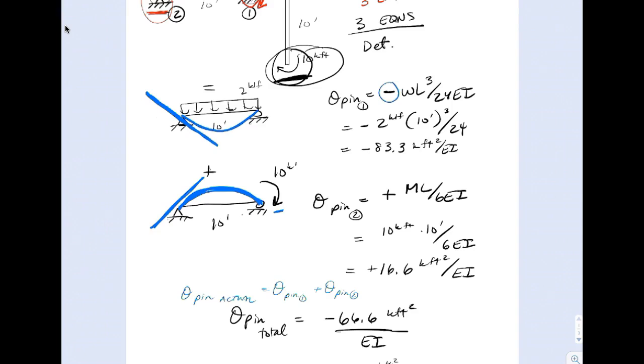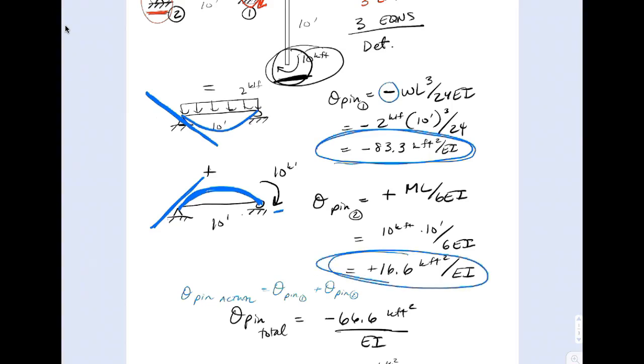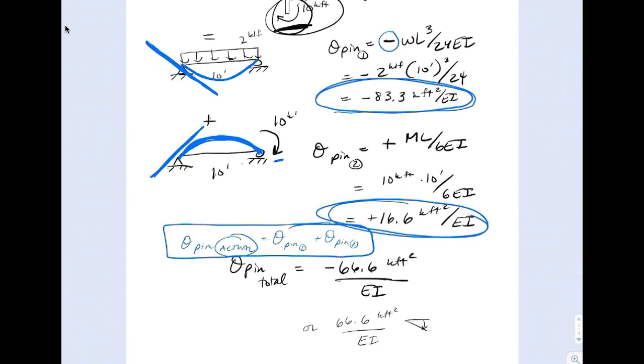Then all I'm going to do is add those two numbers together: theta at the pin in structure 1 plus theta at the pin in structure 2. By superposition, that gets me theta at the pin in the actual structure. So my total slope is going to be minus 66.6 kip-feet squared over EI. That means a negative slope, and I would give the value of the rotation and show a picture of it rotating clockwise.